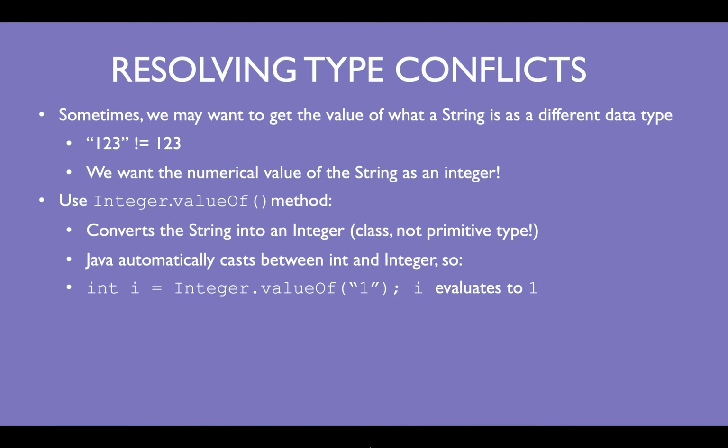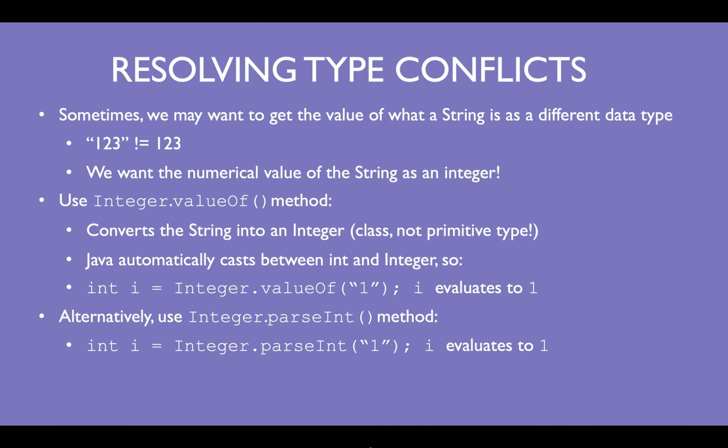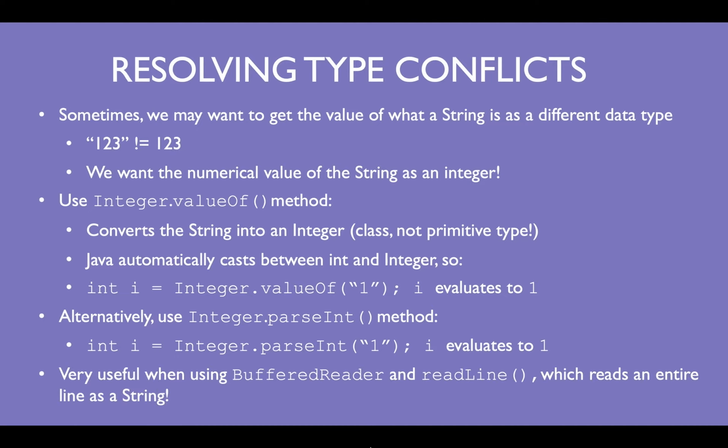So the other option is using Integer.parseInt, and this pretty much does the exact same thing. So if we do int i equals Integer.parseInt with the string 1, i also evaluates to 1. And the situation where this may come up very frequently is when using the BufferedReader and the readLine method, which reads an entire line from a certain file descriptor as a string, regardless of what the contents are. So if you want the actual number values from a file that you're reading in, we can do what we did here and then get the actual number values from those strings.